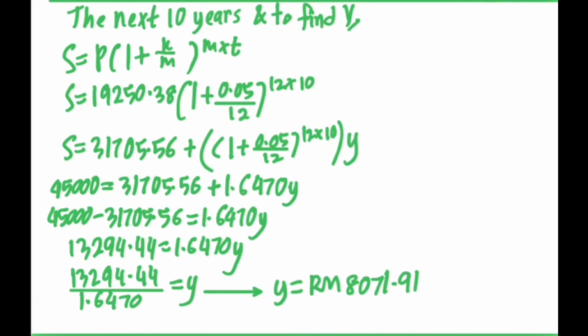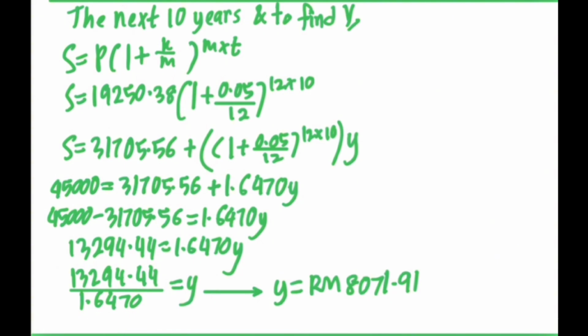Next, what I am going to do is to solve the equation for the next 10 years and find Y using the same formula, but this time we gonna use the new P which is 19,250 and 38 cents. Open bracket 1 plus 0.05 which is K divided by M which is 12, close the brackets, square root to 12 times T which the new T is 10 years. And by solving the equation, I got 31,705 and 56 cents.